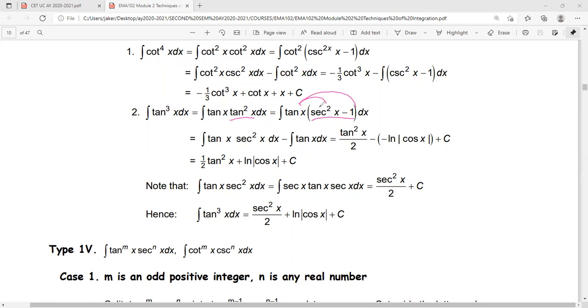Then process. So you have tangent secant squared x. This again is your du. This is your u raised to n. Your n being 1, so when you use the power rule, that would be tangent squared x over 2. And for the tangent here, class, there's no direct integral for the tangent of x. Why? We need to convert this.